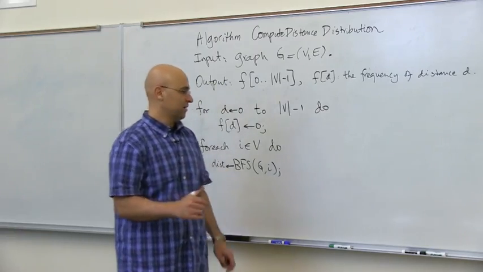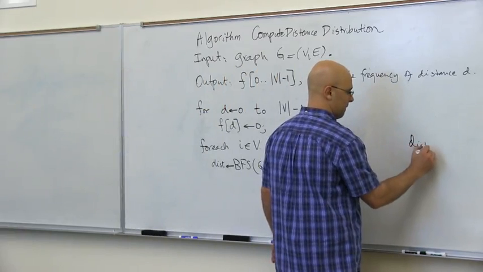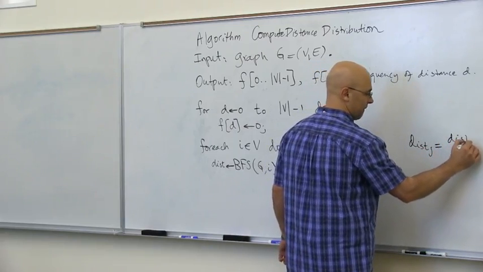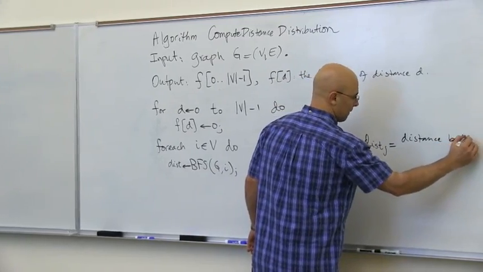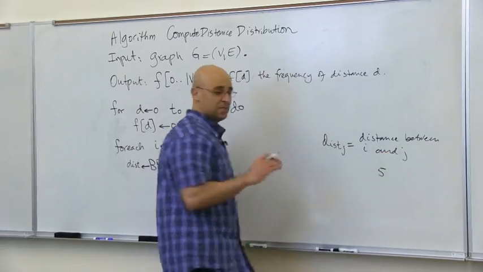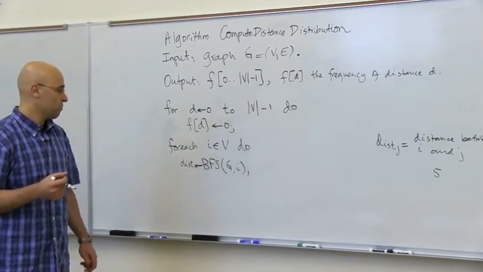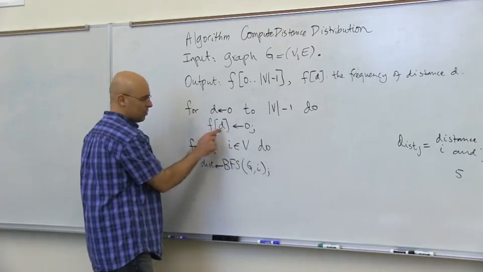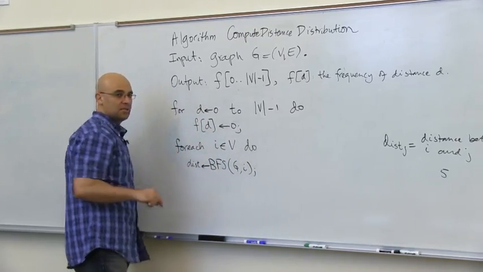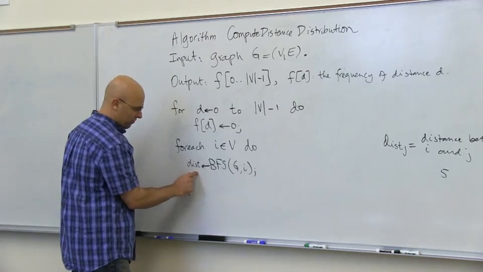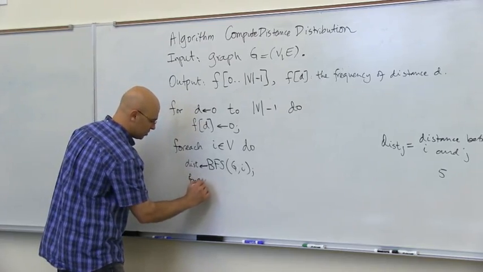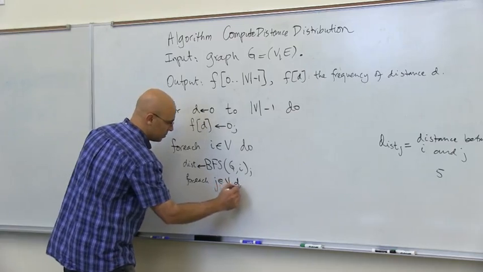So that value, if I look again at dist of sub j, this equals the distance between I and j, right? So this might be like 5. It says that the distance between I and j is 5. If the distance is 5, then I need to update f of 5. I need to add 1 to it, because now I know there is one node that has distance 5. So I now need to go through every element here, for each j in V do.